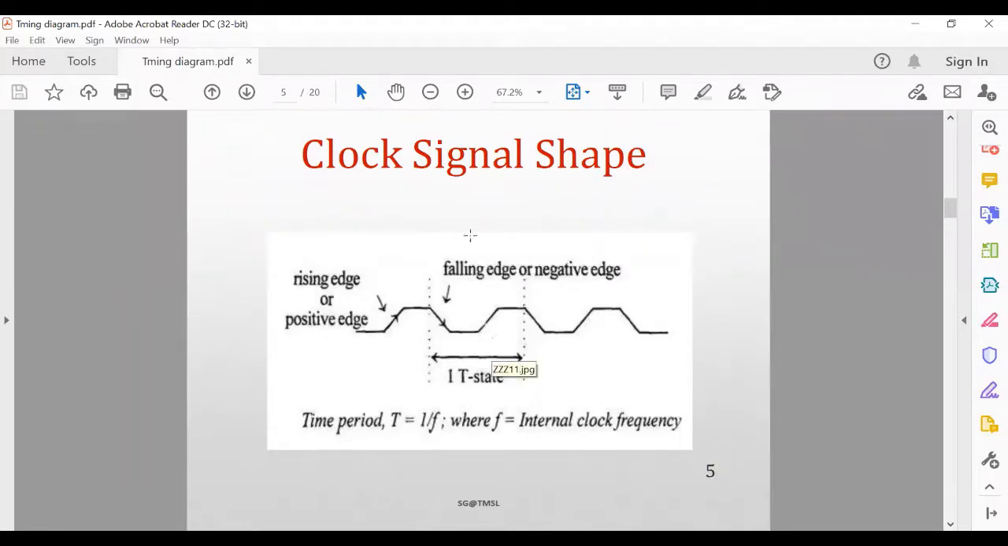As we know, every microprocessor has its own clock frequency. If the clock frequency is 2 megahertz or 3 megahertz, whatever, the time period will be calculated in this way: T equals 1 by f. So it will be executed within that particular microsecond. This is one T state.